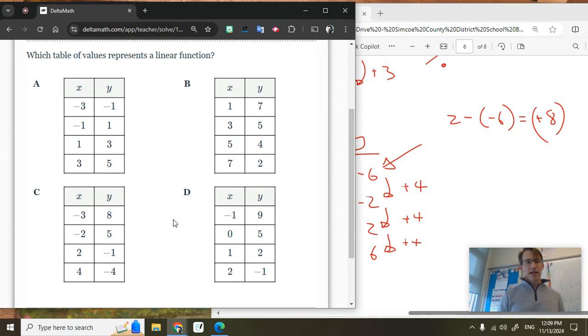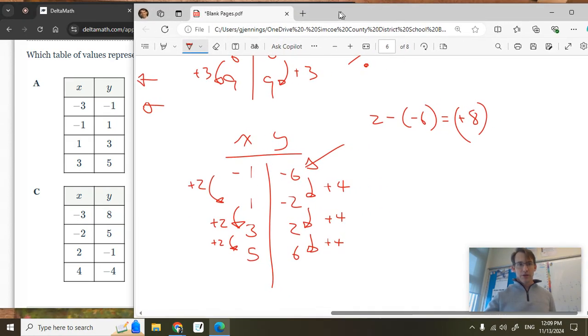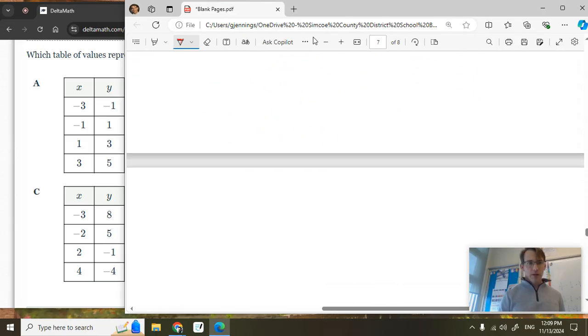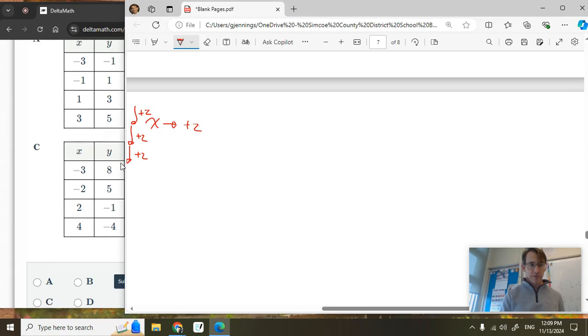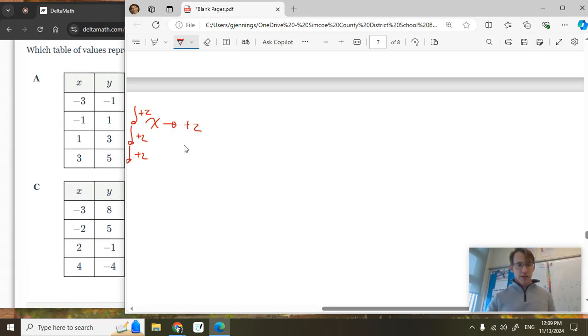When it's organized in a table, again, we can just analyze it this way. So here, I'll do it like this. So this one here, x is growing by 2 each time. But y here grows by 2, here grows by 2, and here grows by 2. Because it's consistent, A is certainly a linear relation. The others won't be, just because that's the way they set up these problems. Let's take a look at this one.